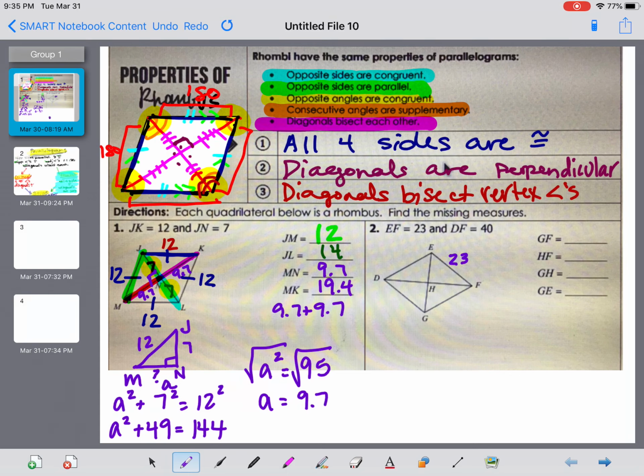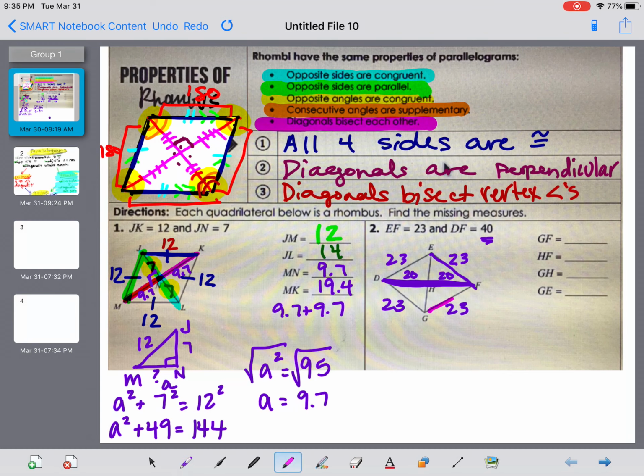All right. The first part of this says that EF is 23 and DF is 40. That's that whole diagonal in there. Now, we know that if DF, that whole thing is 40, that means that each half of that has to be 20 apiece. We also know that if this side of the rhombus is 23, all of the rest of the sides of the rhombus have to be 23 as well.